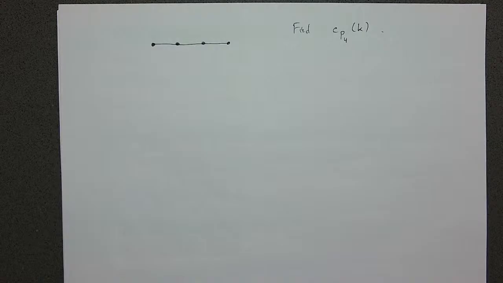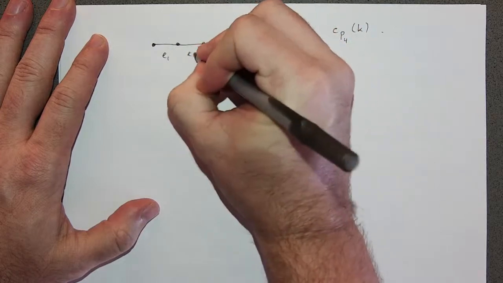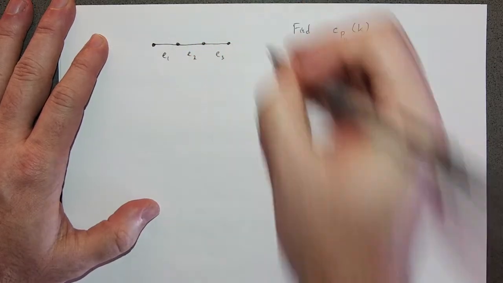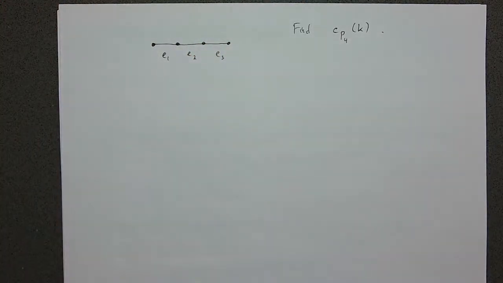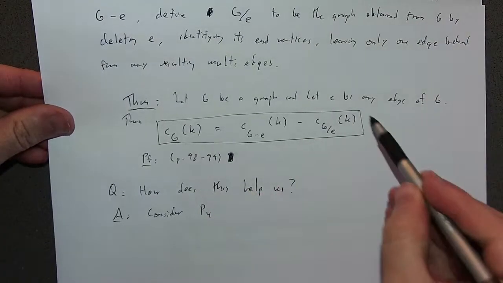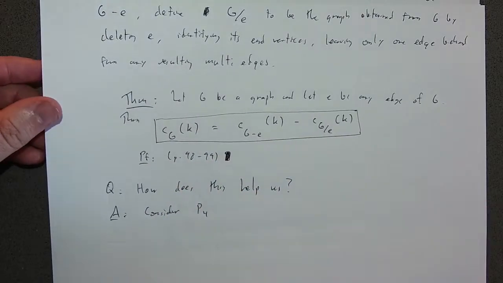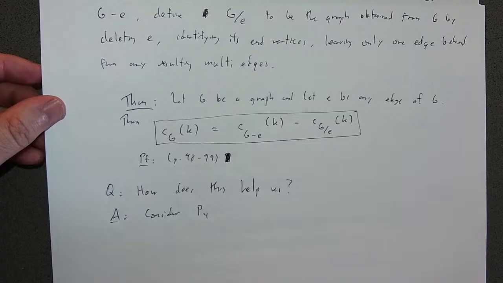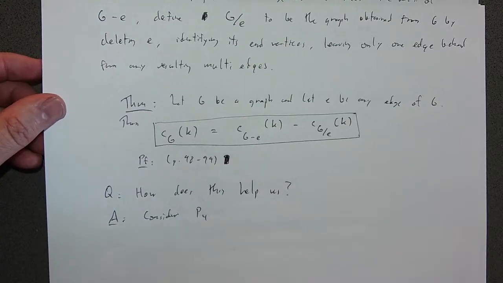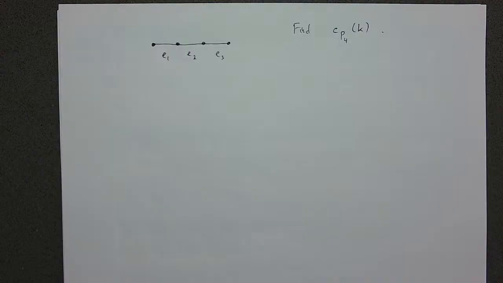So let's label the edges here. Instead of labeling the vertices, I'm going to label the edges. There's 3 edges, right? E1, E2, and E3. By this theorem, let me just flash it on the screen again, this thing that I've boxed. It's fine if you need to keep referring back to this. You can't keep it in your head immediately, because until you get used to this notation and how it works, it might be a little bit confusing.